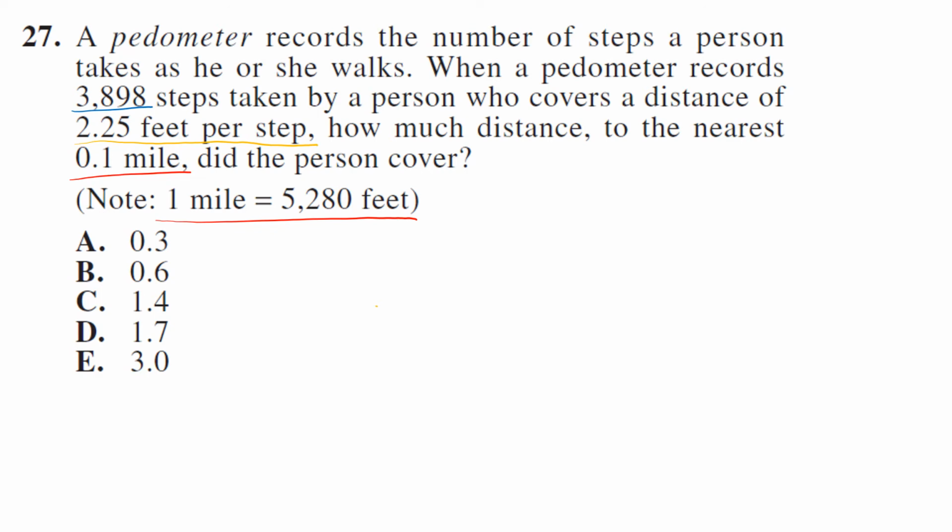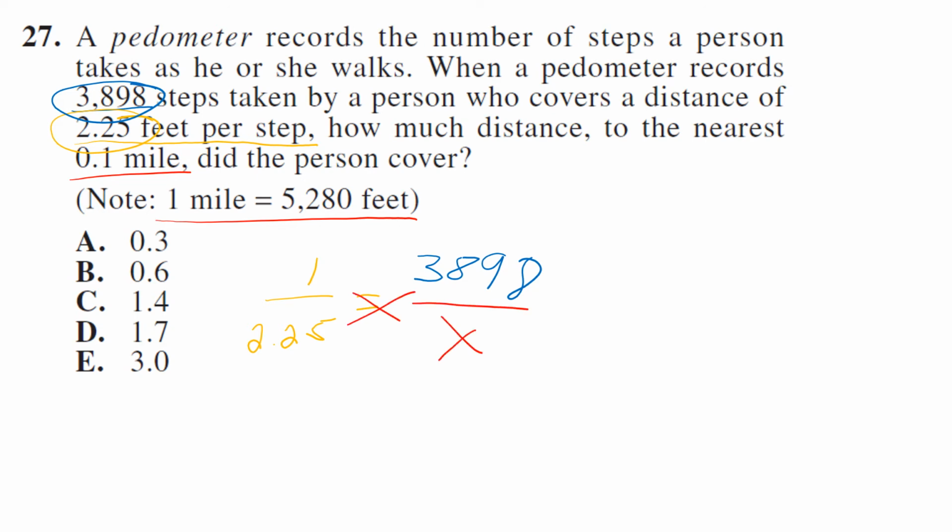For every 1 step the person takes, they go 2.25 feet, right? And we know the total number of steps they took was 3,898. We want to know how far that is, so we cross multiply. So x equals 8,770.5.